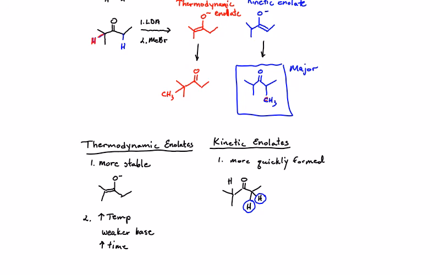Okay, for kinetic enolates, it's the opposite. We do not want equilibrium. We don't want to see any of that thermodynamic enolate being formed. So we want this reaction to be done at very low temperatures. And we don't want reversibility, so we want a really strong base. And again, we don't want equilibration, so we want very short reaction times.